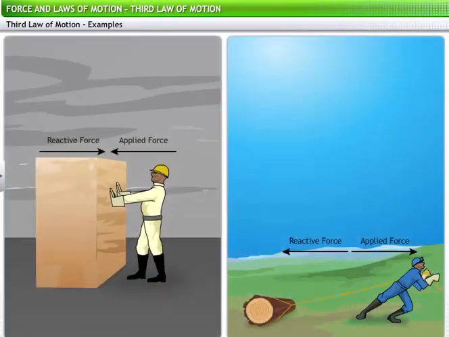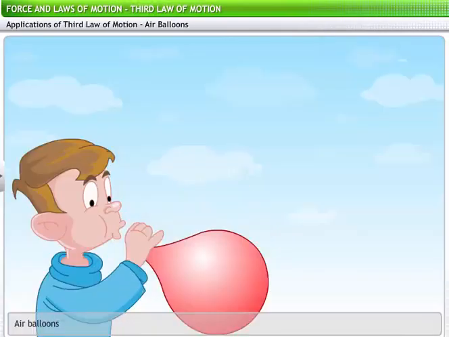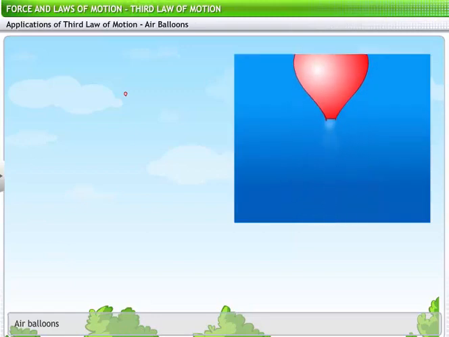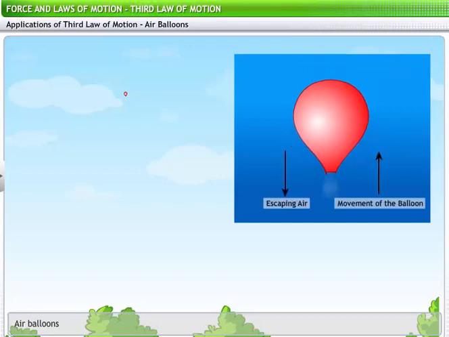The functioning of a lot of applications we use is based on Newton's third law of motion. Let's look at a few examples. Blow a balloon and release it without tying up the opening. The air inside the balloon escapes downward through its opening. The escaping air exerts pressure on the balloon, providing a thrust to the balloon and pushing it in the direction opposite to the direction of the escaping air.